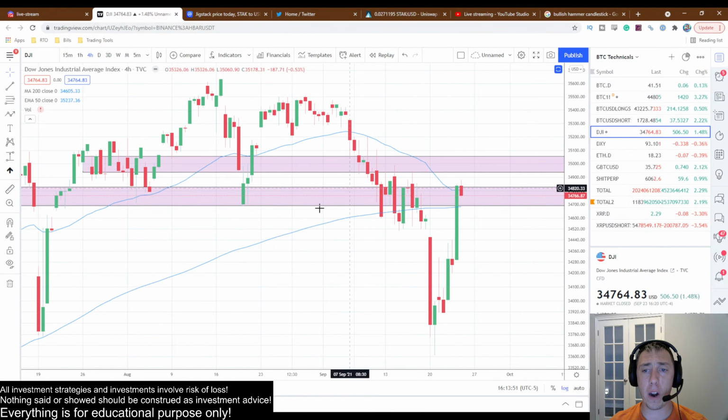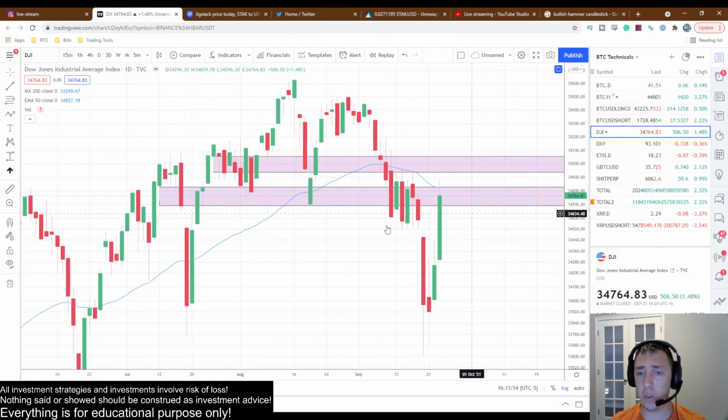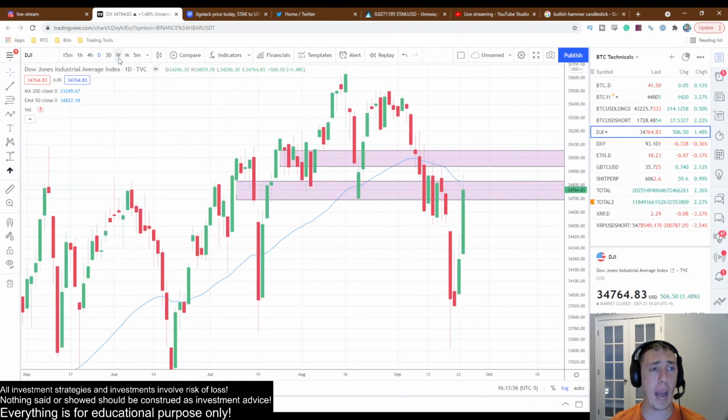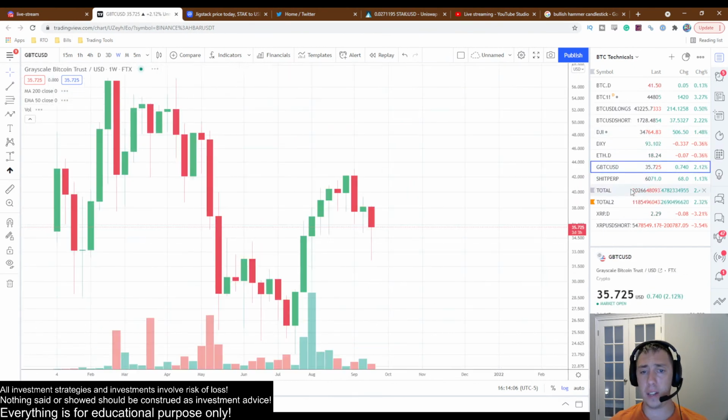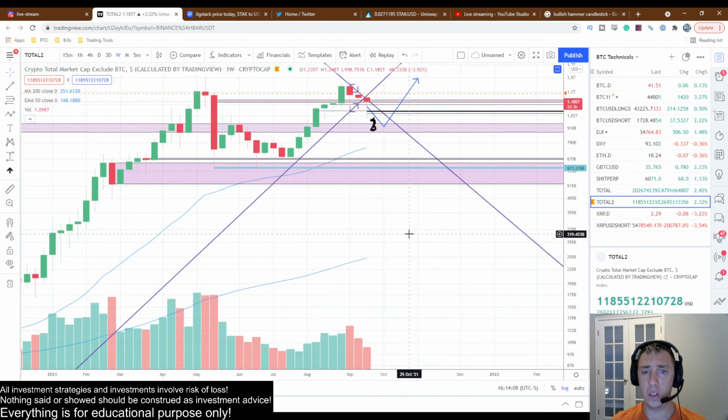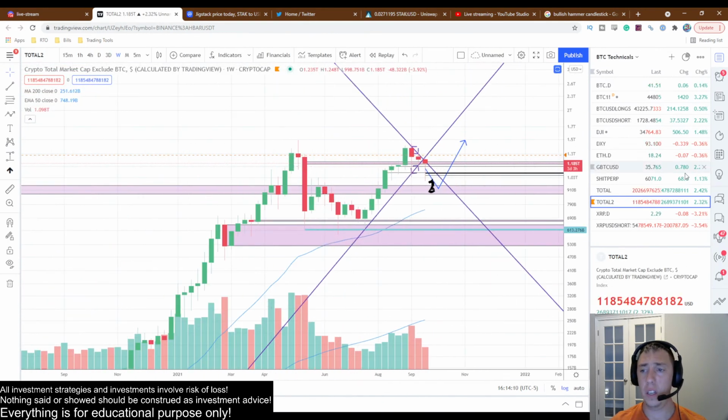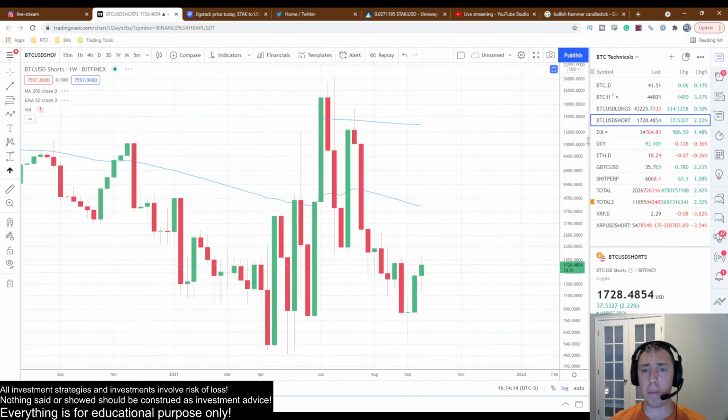Dow Jones had a very strong day today. Has it closed? Yes, it has. We have closed back inside of this weekly breaker. Okay? We've closed back inside of this weekly breaker. So, yeah. Not too bad. Not too bad. Total 2, I think that basically covers it all. I think that really gives an idea of what my thought processes are.